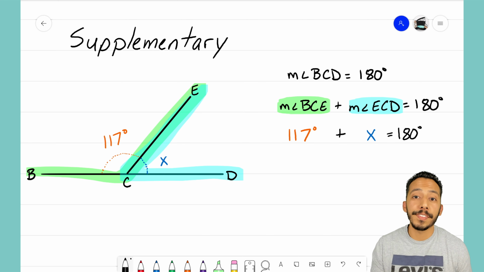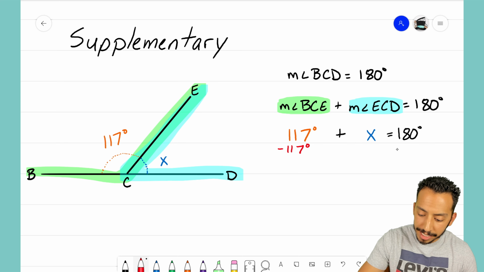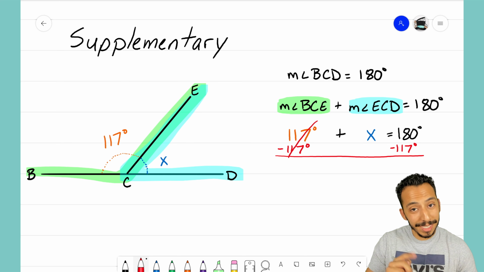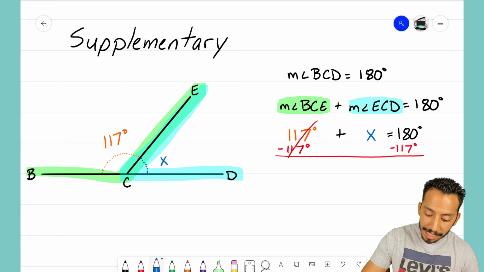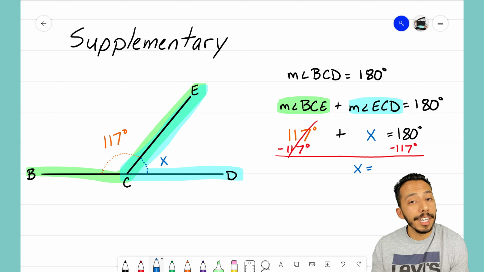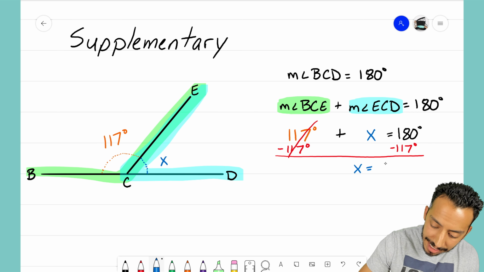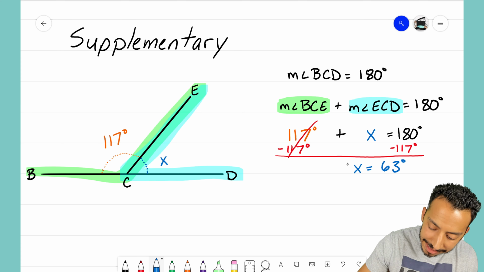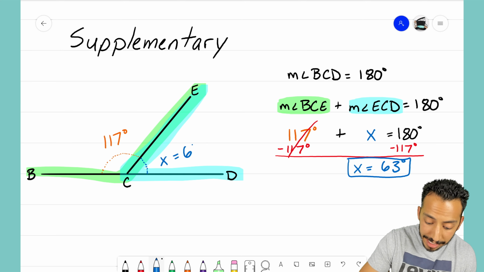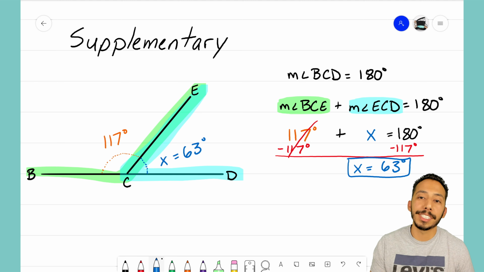I can definitely solve it to figure out what our missing angle is. So let's go ahead and do that. Just a little algebra skills here. I want to move that constant over to the other side, so I'm going to subtract 117 degrees on both sides. By doing so, they'll zero out on the left-hand side. So I'm just going to be left with x over here, and it equals 180 degrees minus 117 degrees. Right? I'm just solving for x here. Well, 180 minus 117 gives us a value of 63 degrees, which means that our missing angle, angle ECD, has a measurement of 63 degrees.